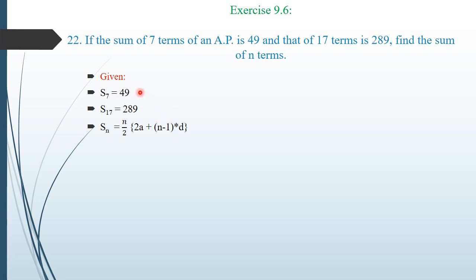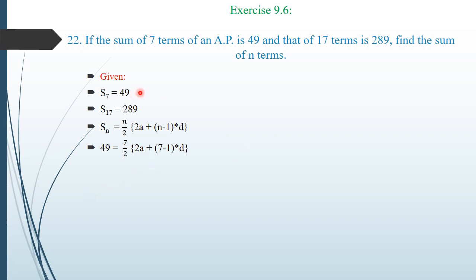In order to do that, using these two available pieces of information, first we need to calculate a and then we need to calculate d. Then if I substitute them and simplify everything, only n terms will be remaining on the right hand side. So let us do that.